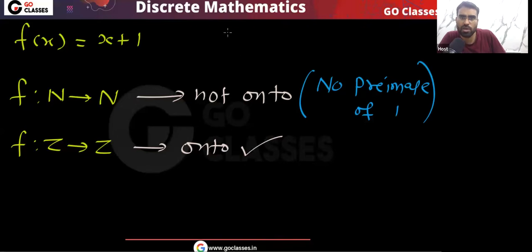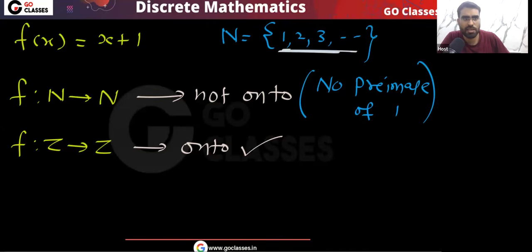Is this clear? You can notice natural numbers are 1, 2, 3, and so on. So these are the natural numbers. You can see there is no pre-image of 1. Do you agree with me? There is no pre-image of element 1. So very simple, this is not onto.